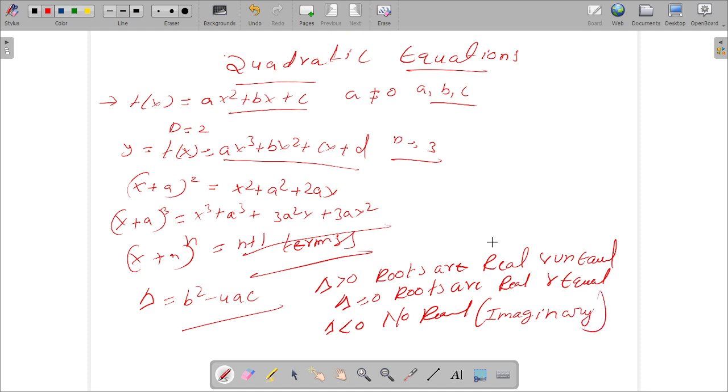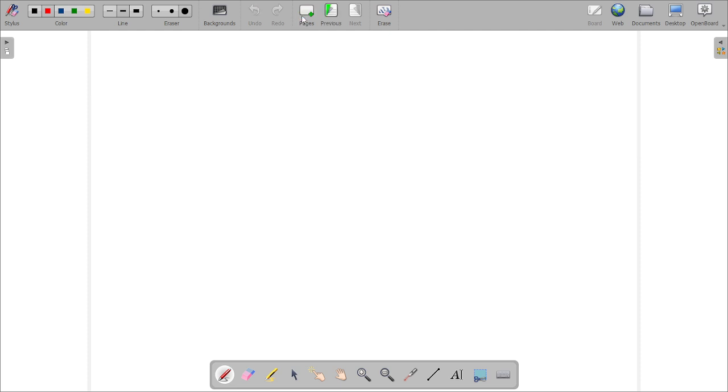Next, how to find the roots of the equation: one by the factorization method and one by the direct formula method. The formula method is very easy; you have been learning it from the 6th, 7th, 8th standard. So x equals minus b plus or minus root over b square minus 4ac, by 2a. Or by the factorization method.